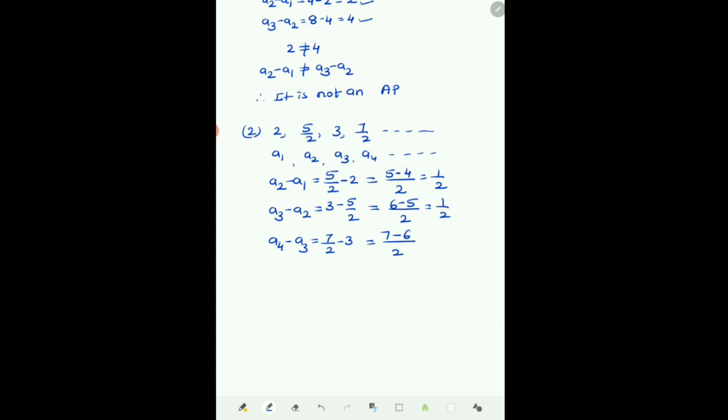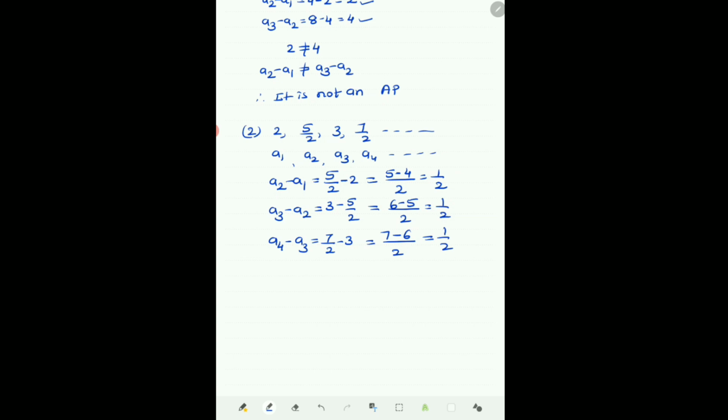A2 minus A1 is 5 by 2 minus 2. Here the LCM is 2, so 5 minus 4 becomes 1 by 2. Next, A3 minus A2, that is 3 minus 5 by 2. A3 is 3, A2 is 5 by 2. Again the LCM is 2, that becomes 6 minus 5, which is 1 by 2. Then A4 minus A3, that is 7 by 2 minus 3, again the LCM is 2, it becomes 7 minus 6, which is 1 by 2.